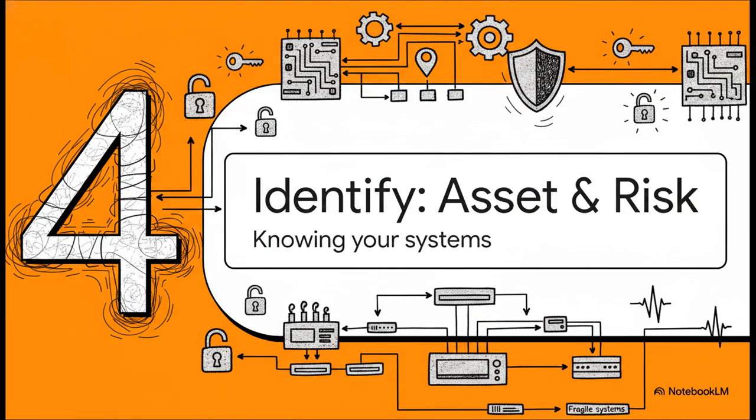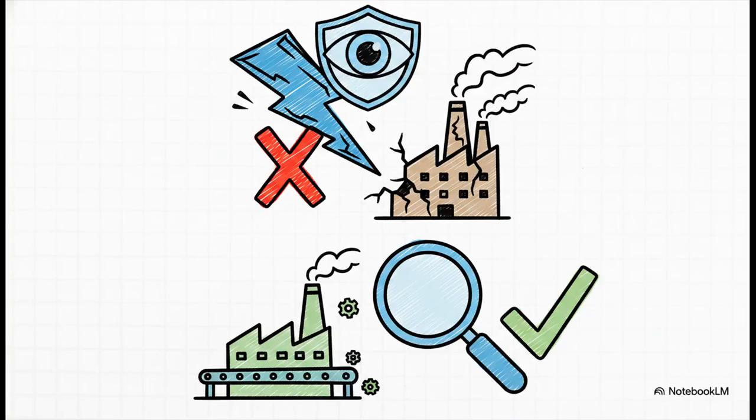Section 4. Identify, asset inventory, and risk. This is all about knowing your systems and the physical consequences. You know the golden rule of cybersecurity, right? You cannot protect what you cannot see.